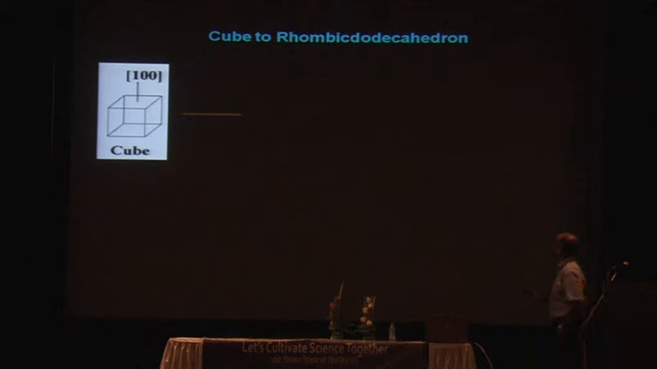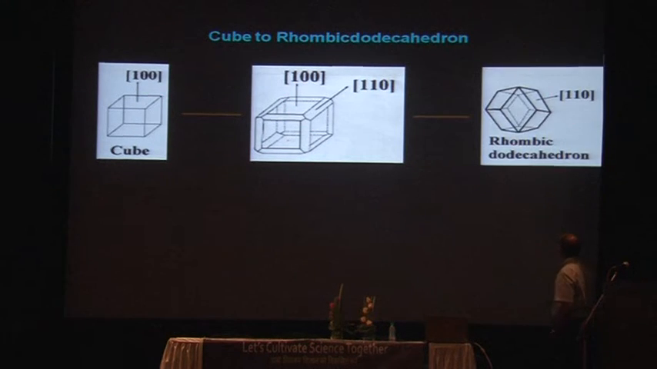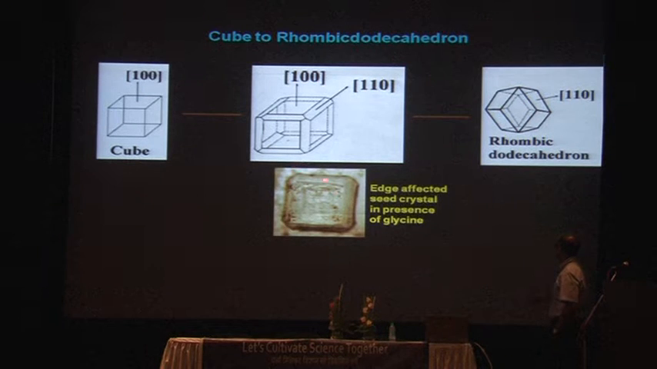So schematically I show that here. You chop the edges, what you get is this, right? And then finally you get rhombic dodecahedron. And this is not hypothetical. We have the evidence. You can see that age modified crystal of sodium chloride.